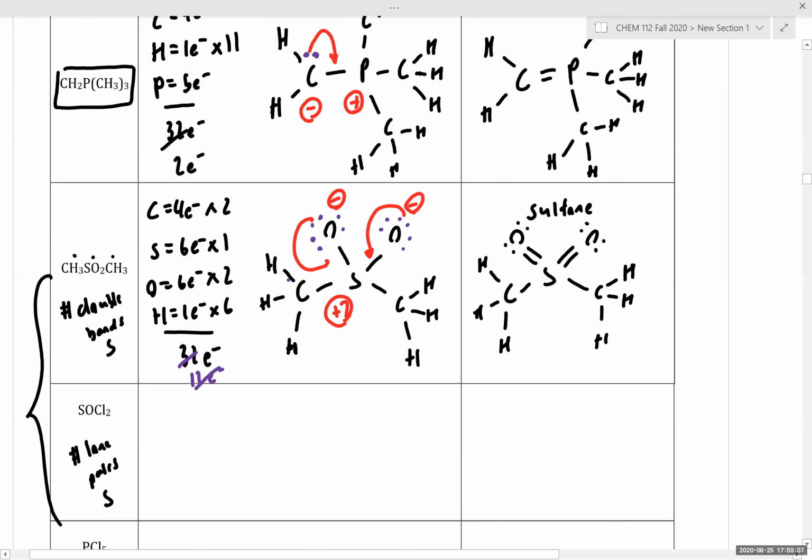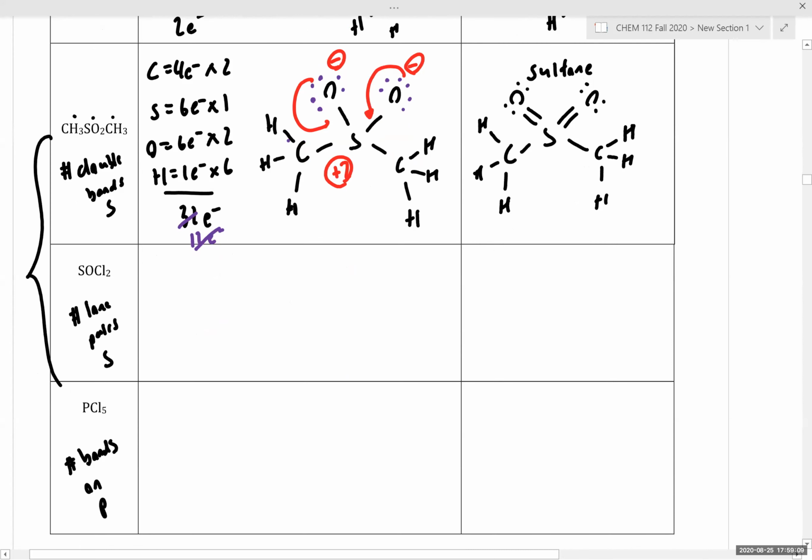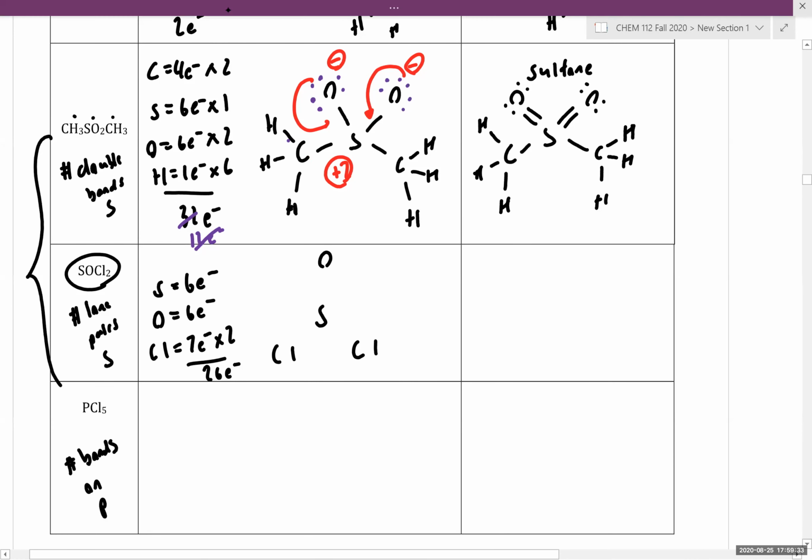If not, let's look at the second example, SOCl2, or sulfonyl chloride. Sulfur contributes 6 electrons, oxygen contributes 6 electrons, and chlorine contributes 7 electrons, and we have 2 of them. That in turn gives us 26 electrons total. We place sulfur as our central atom, and we surround it with oxygen and 2 chlorines. We then form 1 bond each, so we now have 20 electrons remaining.